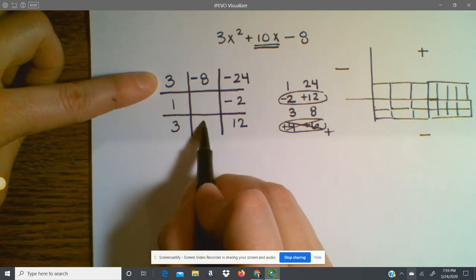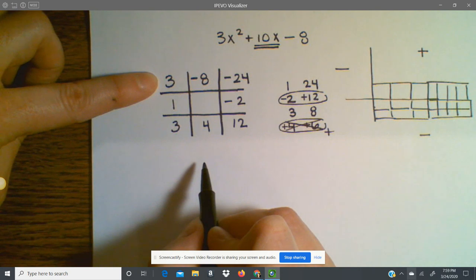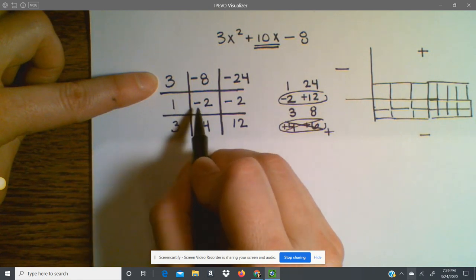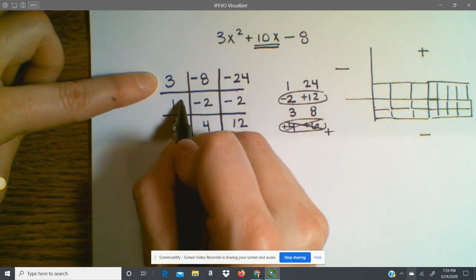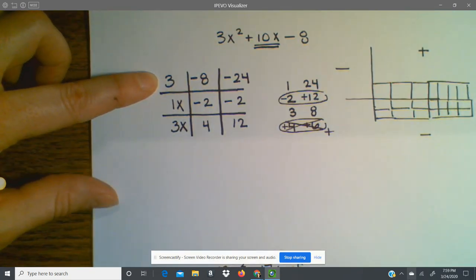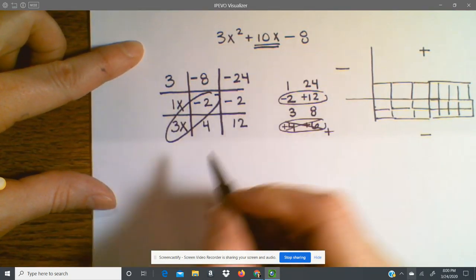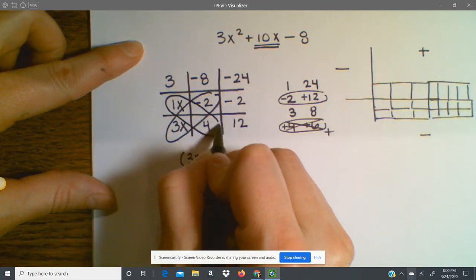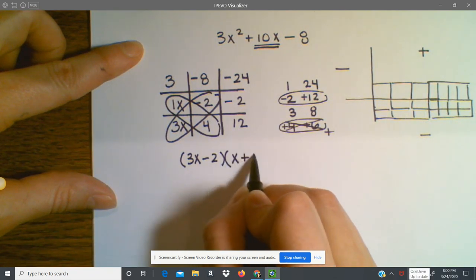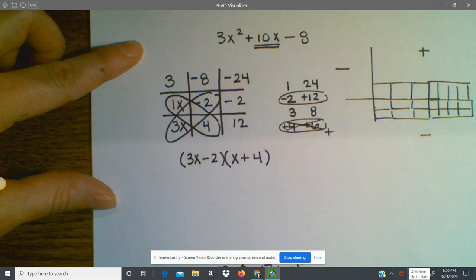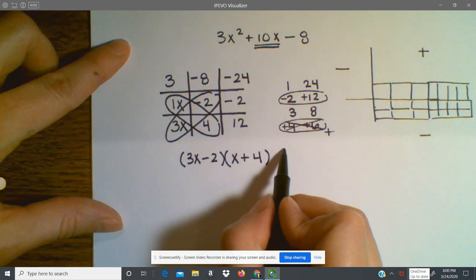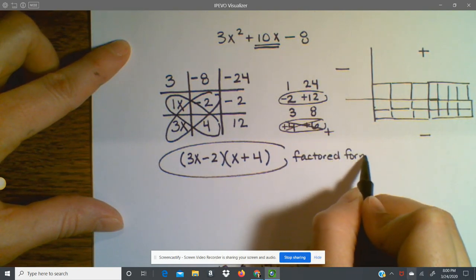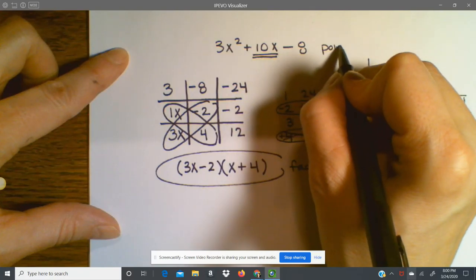And then I think 3 times 4 gives me 12. And 4 times negative 2 gives me negative 8. And 1 times negative 2 gives me negative 2. So then these are my x values. So one of my factors is 3x minus 2. The other factor is x plus 4. And this is the factored form. This here is the polynomial form.